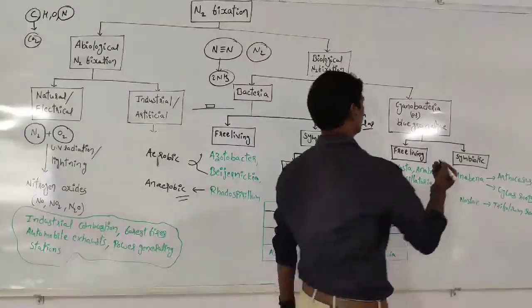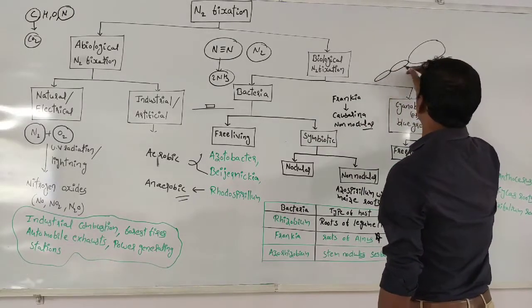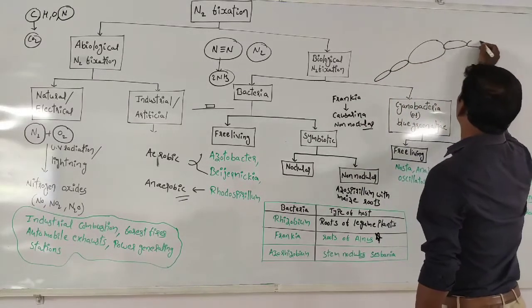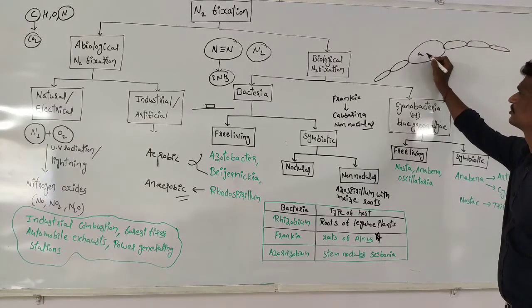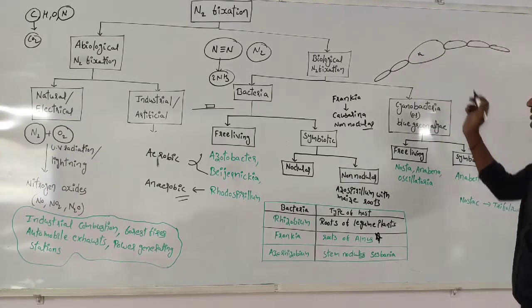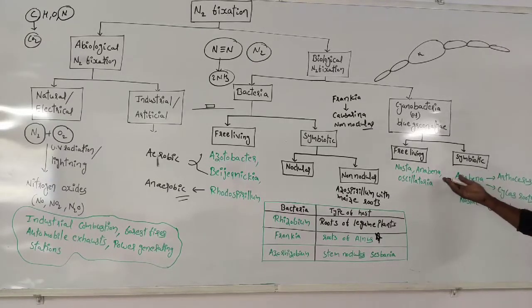We already studied this earlier. In Nostoc, there are heterocyst cells, and these are the normal vegetative cells. Within the heterocyst cells, there is a nitrogenase enzyme involved in the nitrogen fixation process. So Nostoc, Anabaena, Aulosira are involved in nitrogen fixation. Again, in symbiosis they are the same organisms, but these organisms can survive individually and also in a symbiotic relationship.